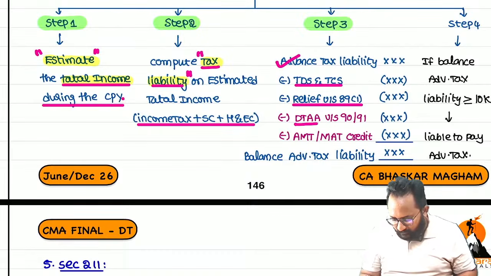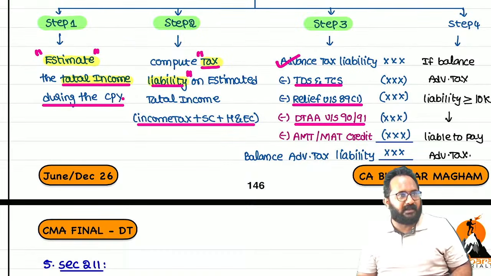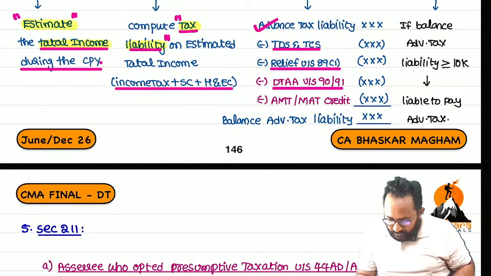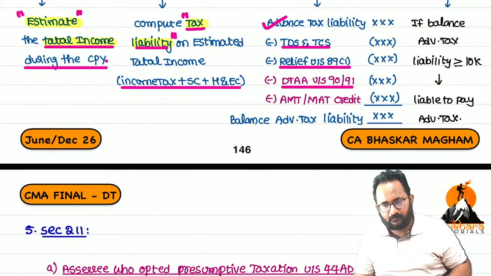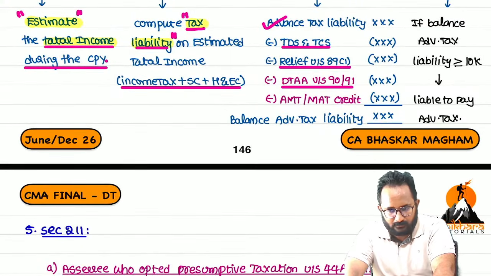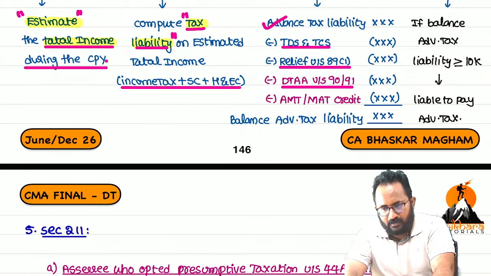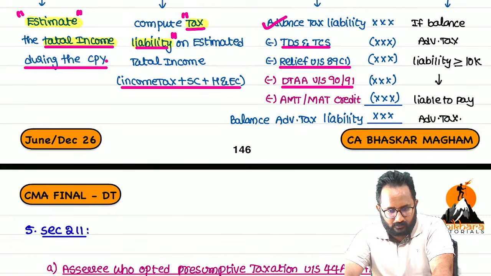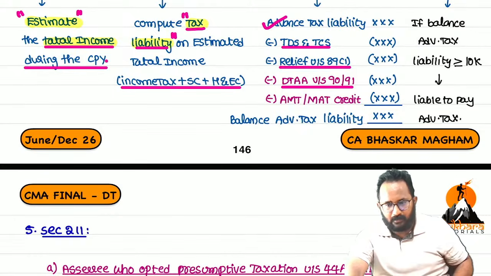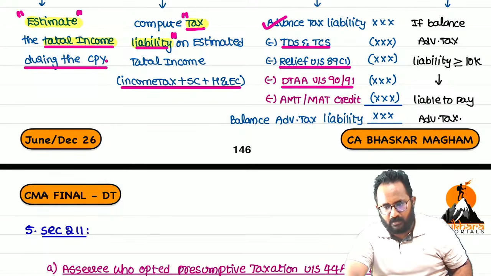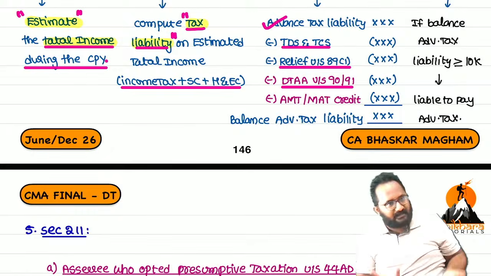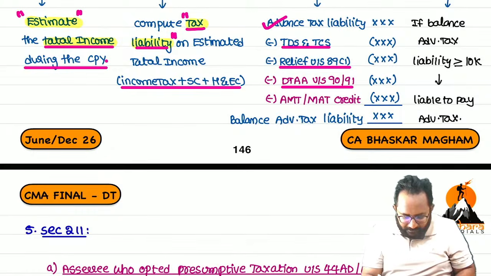Next, you know these two sections very well from your DTAA chapter. If any relief under section 90, if there is DTAA. If there is no DTAA, what is that? Section 91. Next, if any relief is given, our tax liability will reduce. Yes, please reduce it. Next, AMT credit, MAT credit.